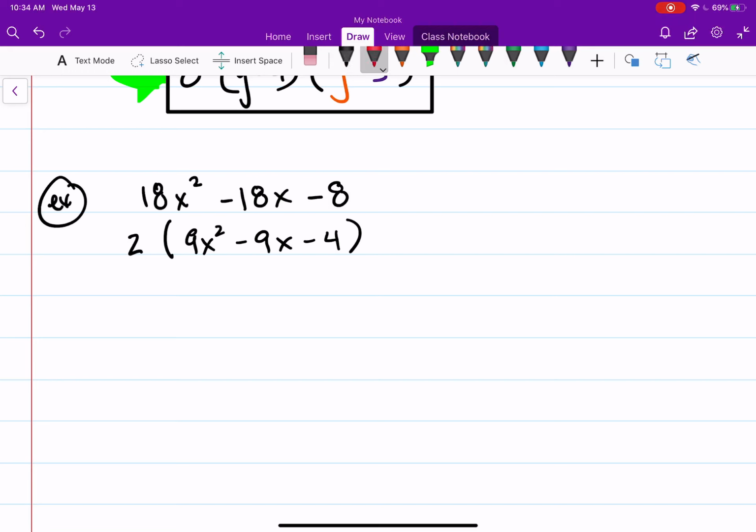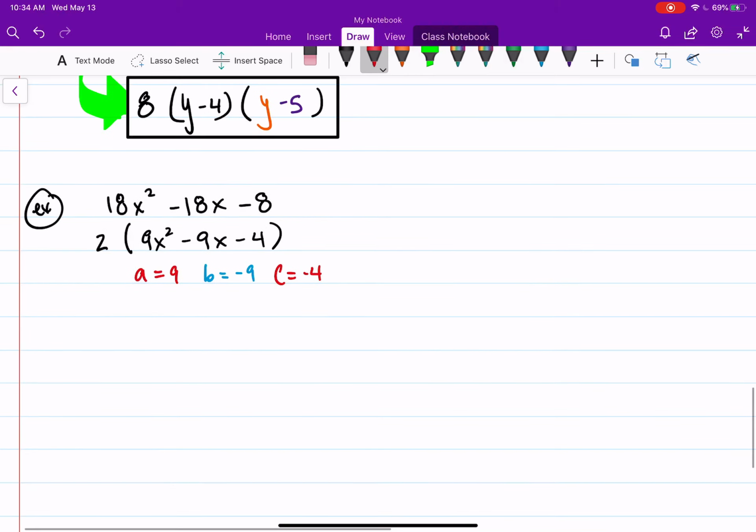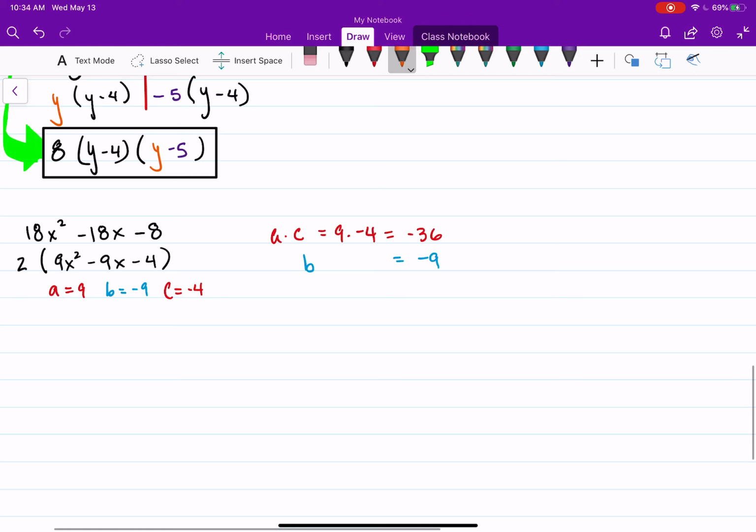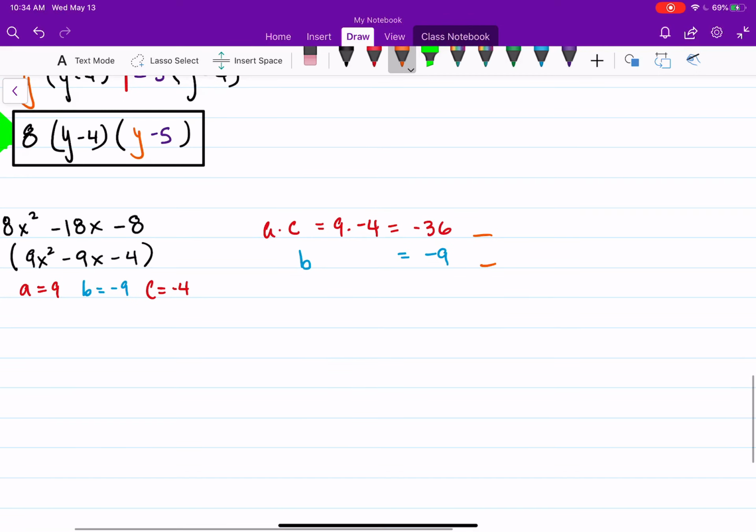So now my A is equal to 9, my B is equal to negative 9, and my C is equal to negative 4. All right, so again, GCF is done. Now I got A times C, and that's equal to 9 times negative 4, which gives me negative 36. My B is equal to negative 9. So I'm trying to find 2 numbers. What 2 numbers are they?